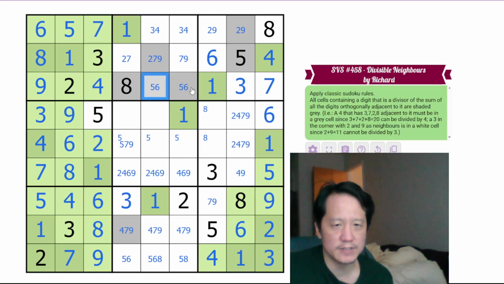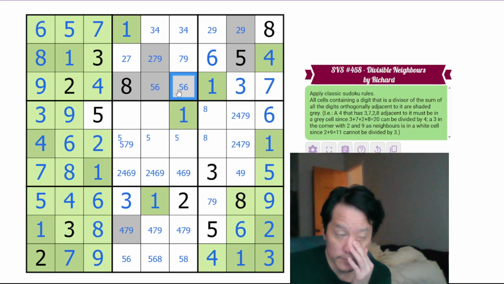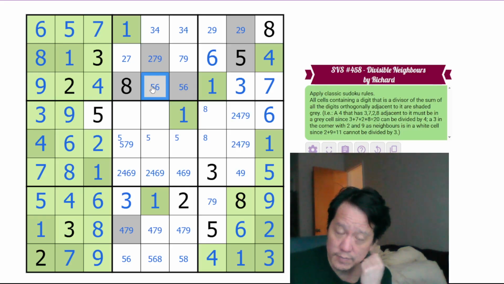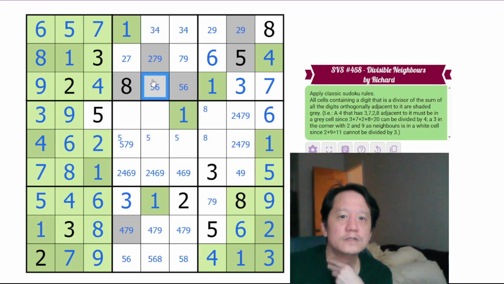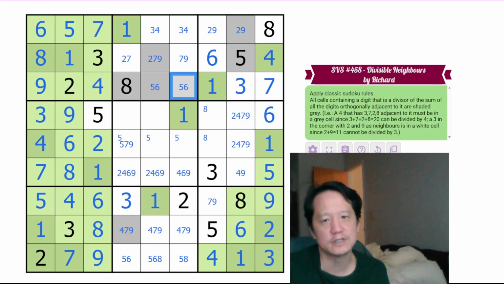We have 5 and 6 both dividing into the sum. This has a sum of 2 already. If this is 6, you'd have 2 plus 5 is 7. 7 plus 7 is 14, which is not divisible by 6. 7 plus 9 is 16, which is not divisible by 6. So this can't be 6. This is 5 and 6.